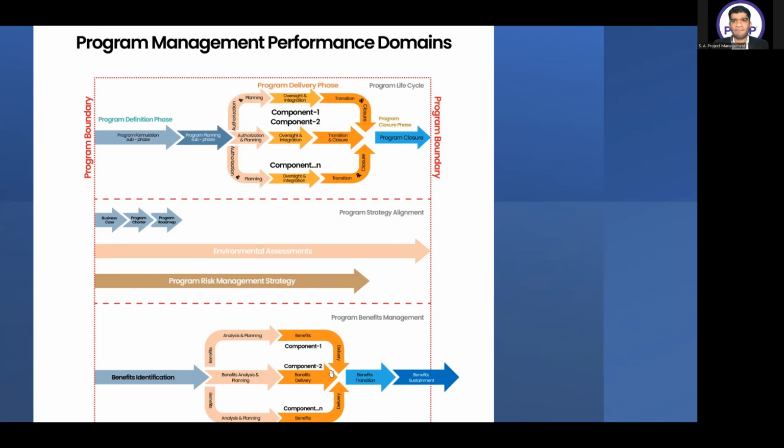Clear? Yes. So once any component delivers the benefit, the benefit transition can start. That's why the transition already started under the program delivery phase. It will continue in the program closure phase once we go to the sustainment. And sustainment is the only thing which will continue after the program lifecycle has been closed.